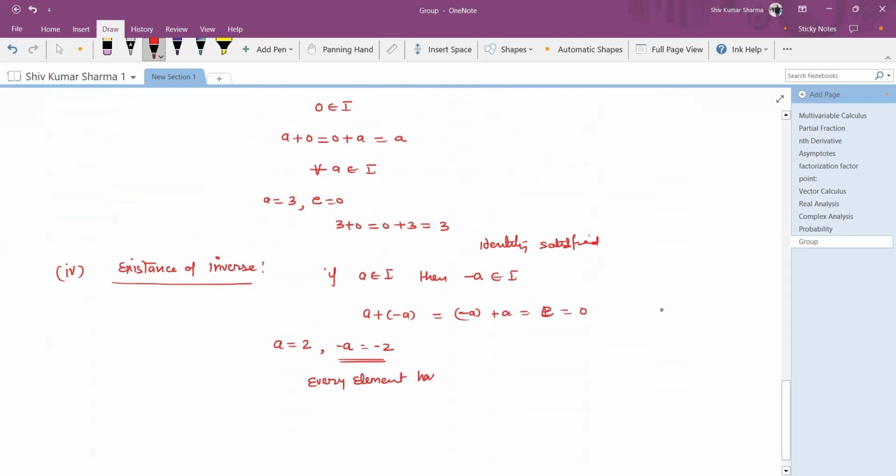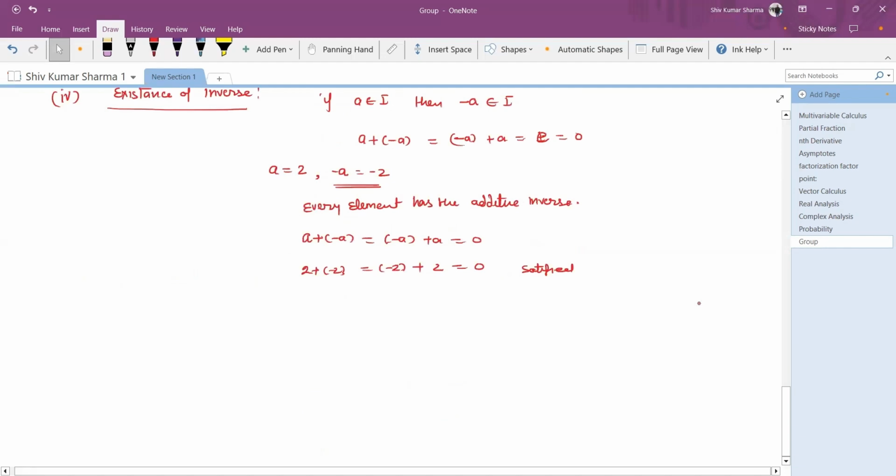Every element has the additive inverse. So we can write a plus minus a is equal to minus a plus a is equal to identity 0. So 2 plus the additive inverse of 2, minus 2, is equal to minus 2 plus 2, which is equal to 0. Satisfied. So you can take any value of a from the set of integers I, which always satisfies the inverse. That means every element contains the inverse.